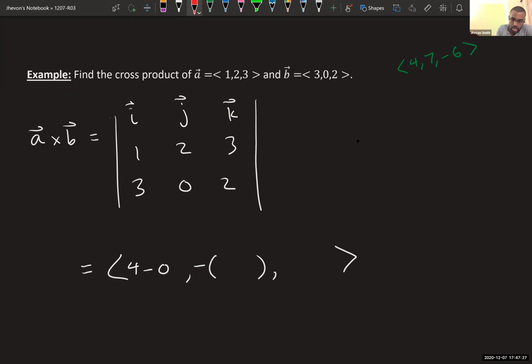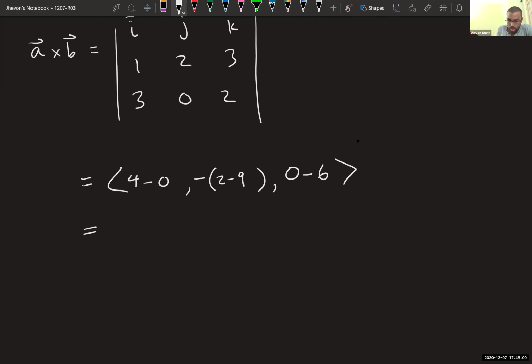Then we block out everything in the J row and column, do the cross product thing, and we would get 2 minus 9. But we take the negative of that. And then we block out everything in the K column, do that cross product thing. We get 0 minus 6. And so 2 minus 9 is minus 7. Minus a minus 7 is going to be positive 7. So this is going to be 4, 7, minus 6.